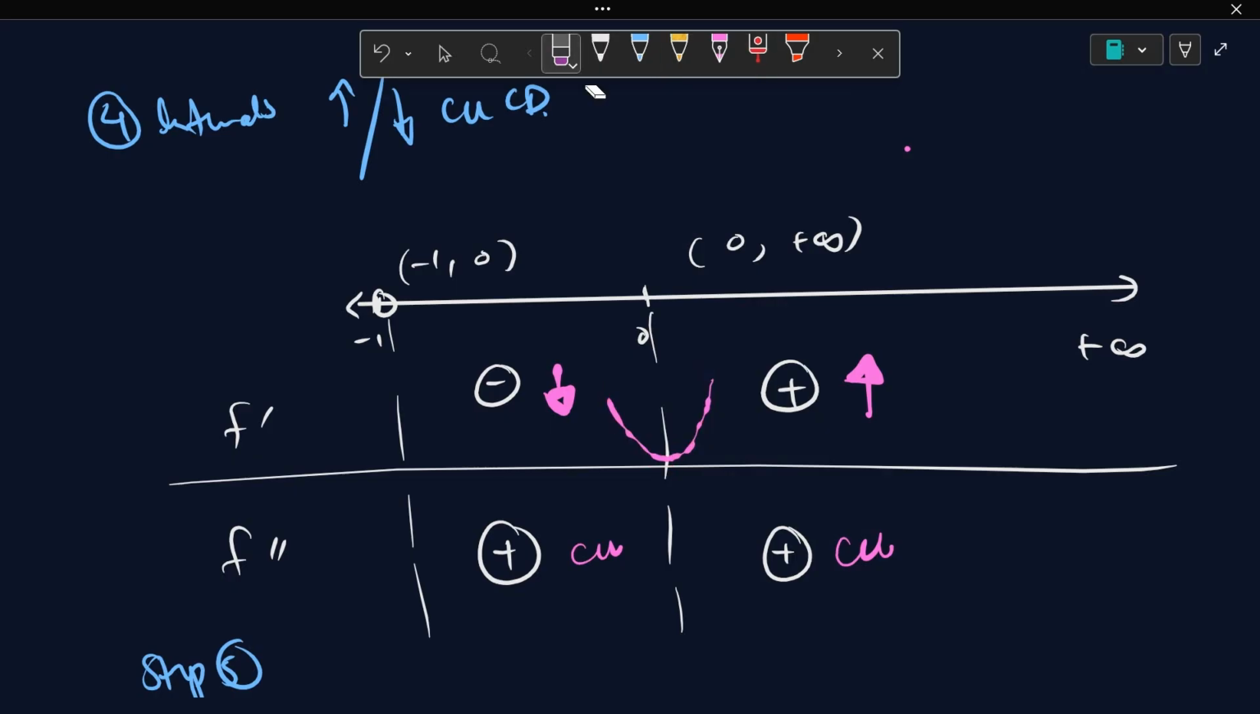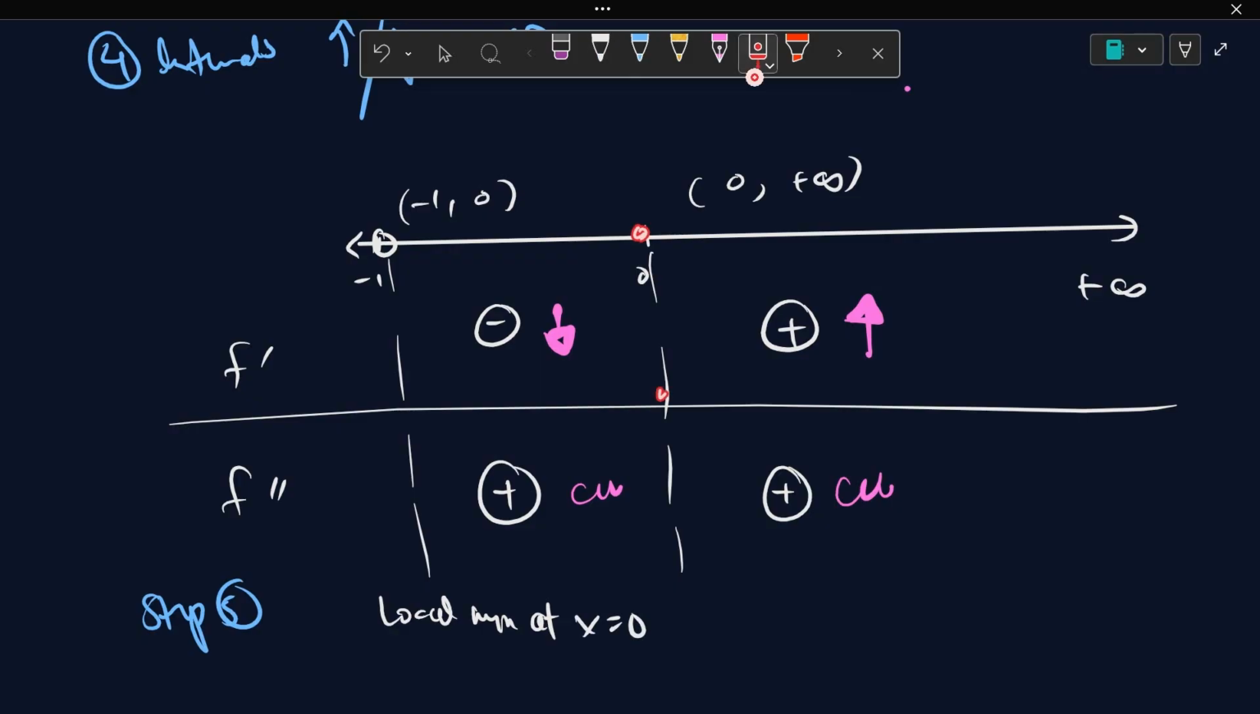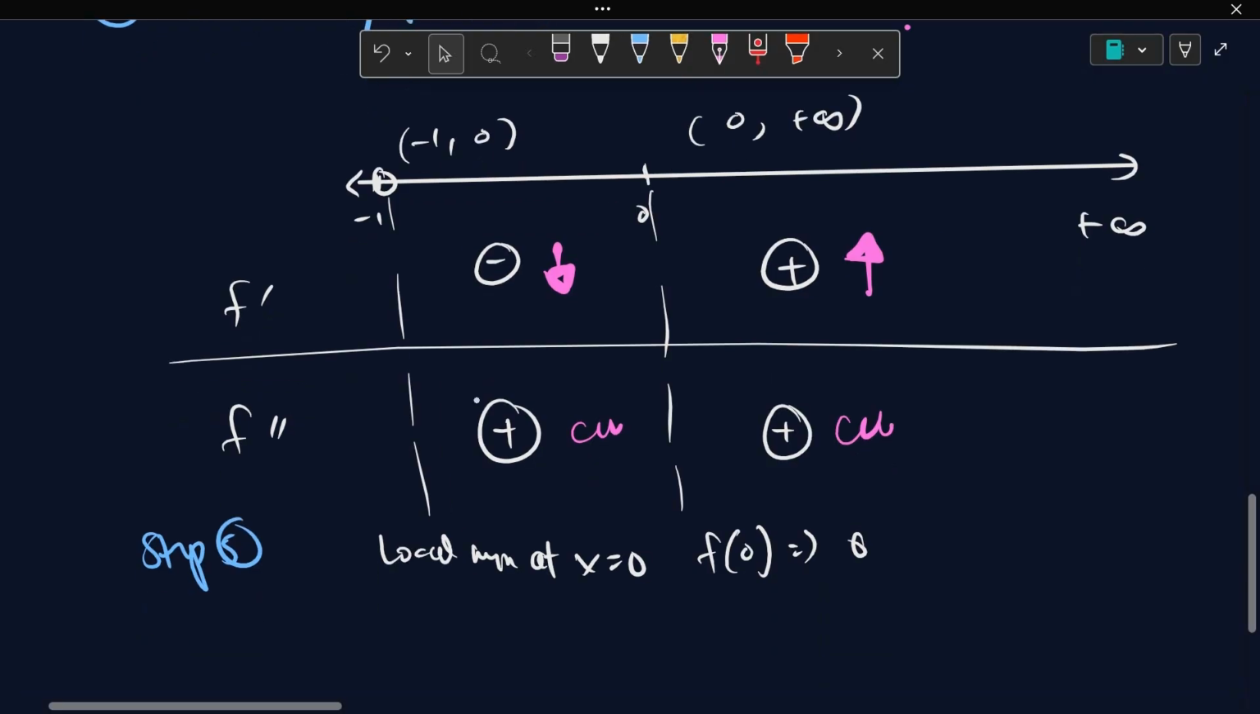So that means we're gonna have a local min here, at x equals 0, because it happened at this interval over here. But if it was the other way around, positive to negative, so the function was increasing and then went down, that means you're gonna have a local max. Now because we have x equals 0, we plug it into the original function, and we basically get 0. So we have our local min at (0, 0). And the inflection point, there's none.